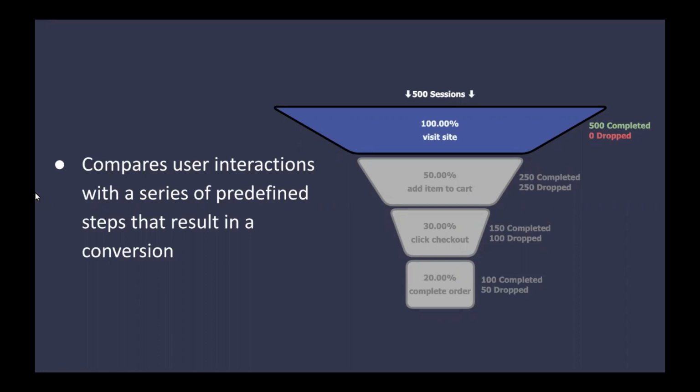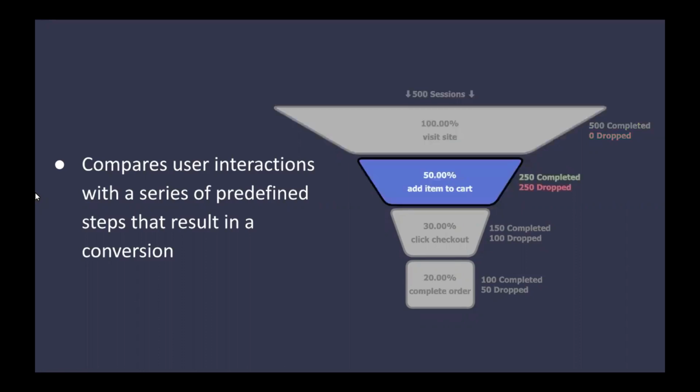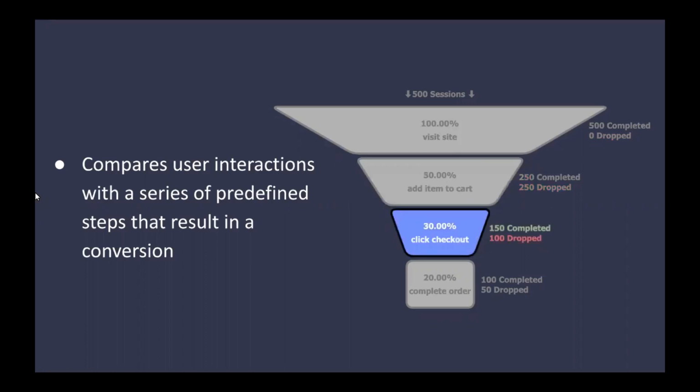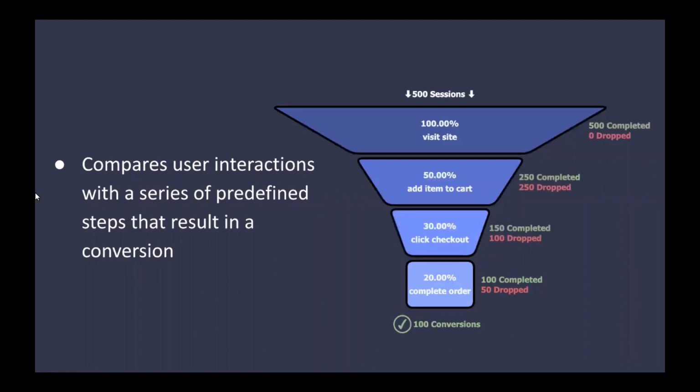User sessions are evaluated to see which steps they complete and where along the conversion path they dropped. For example, we can check what percentage of users visiting a web store end up completing a purchase. Here, we start with 500 user sessions that visit the web store. We notice only 50% of those users add an item to their cart. We see that 30% of the original 500 user sessions move on to the checkout process. And finally, 20%, or 100 user sessions, complete an order.